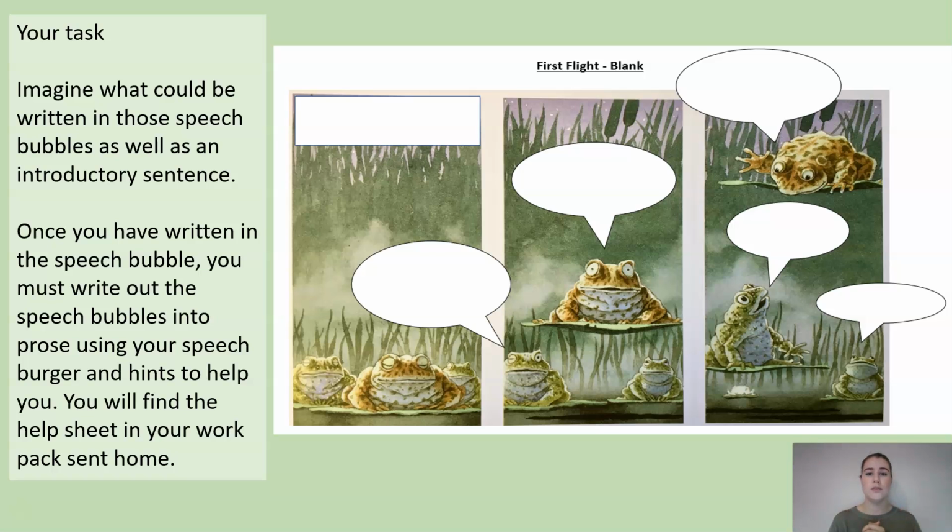Okay, now you'll find all of those resources and all of the toolkits to help you in your pack that's been sent home to you. Okay. If you cannot print this picture off, it doesn't matter. You can draw the speech bubbles out onto your paper and maybe draw some little frogs at the bottom, and you can set this out on your paper on your own. It's not a problem, okay? But if you need some help and support, rewind this video and go back to the slides that I have just done to show you a model example of how you can set it out, okay?